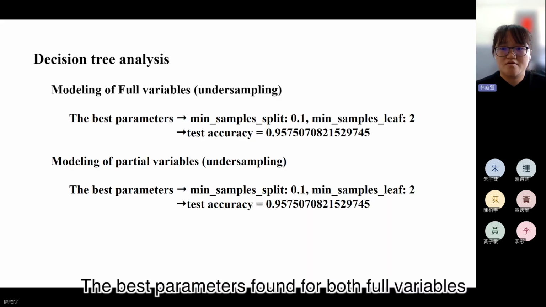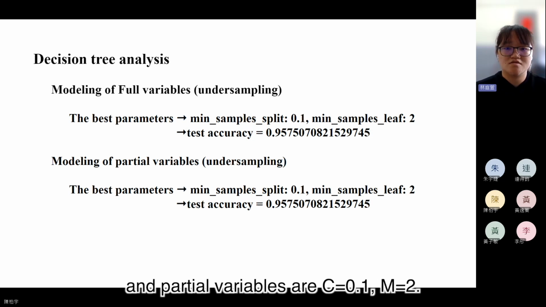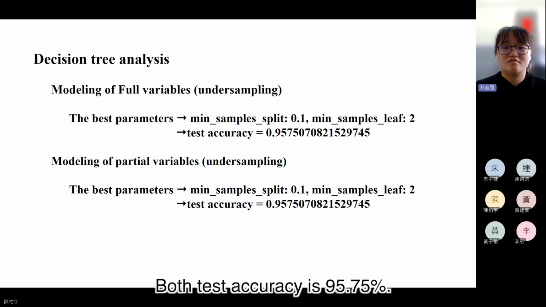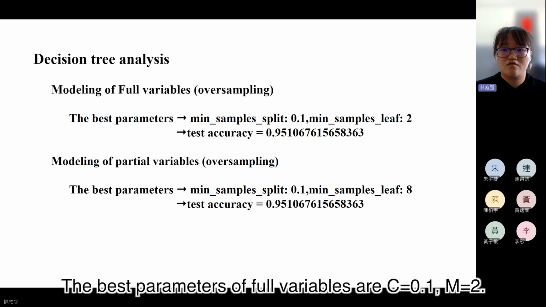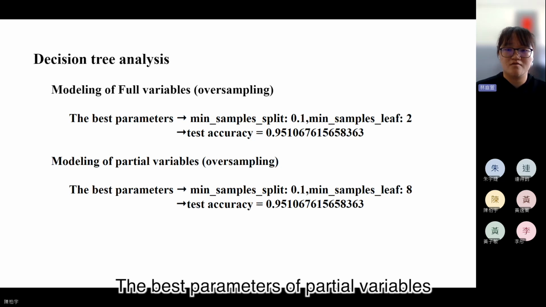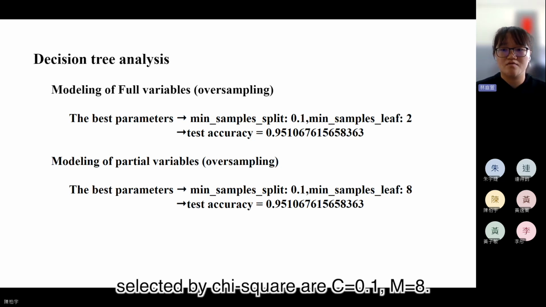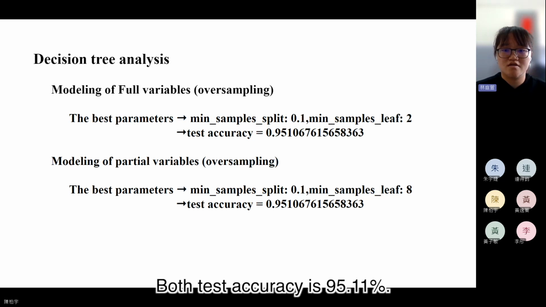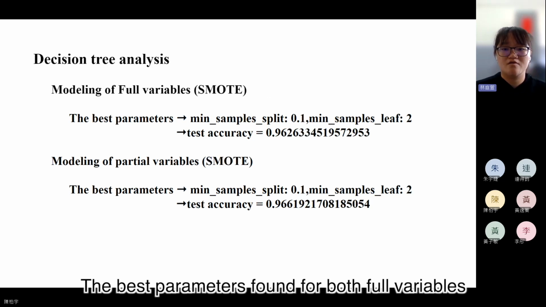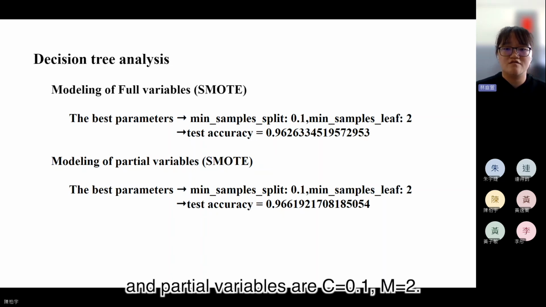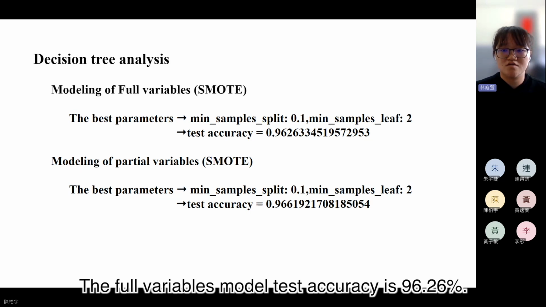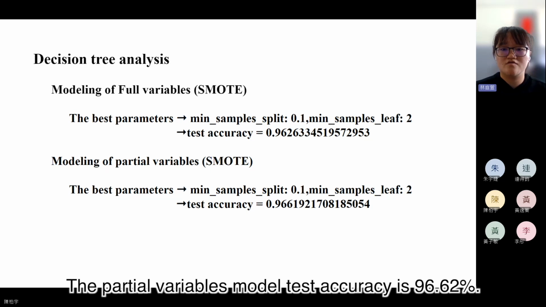Under undersampling, the best parameter for both all variables and partial variables are C equal to 0.1, M equal to 2. Both test accuracy is 95.75%. Under oversampling, the best parameter of all variables are C equal to 0.1, M equal to 2. The best parameters of partial variables selected by chi-square are C equal to 0.1, M equal to 8. Both test accuracy is 95.11%. Under SMOTE, the best parameters found for both all variables and partial variables are C equal to 0.1, M equal to 2. The full variables model test accuracy is 96.26%. The partial variables model test accuracy is 96.62%.